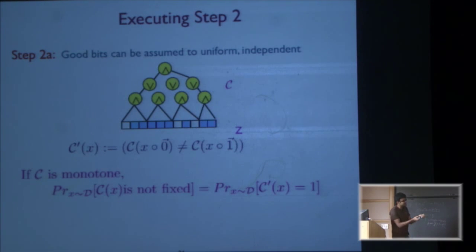So yeah, in general, this is a hard problem, but if C is monotone, then we can just add one more depth to the circuit C and we get this function C prime. So the probability that C of x is not fixed is equal to the probability that C prime is 1. This has nothing to do yet with the uniform versus t-wise. This is just an observation.